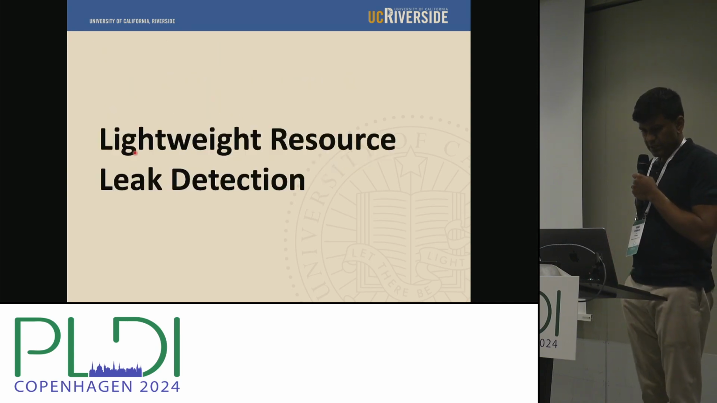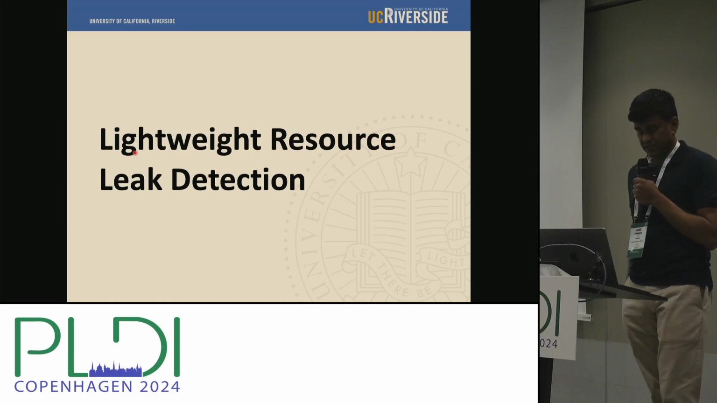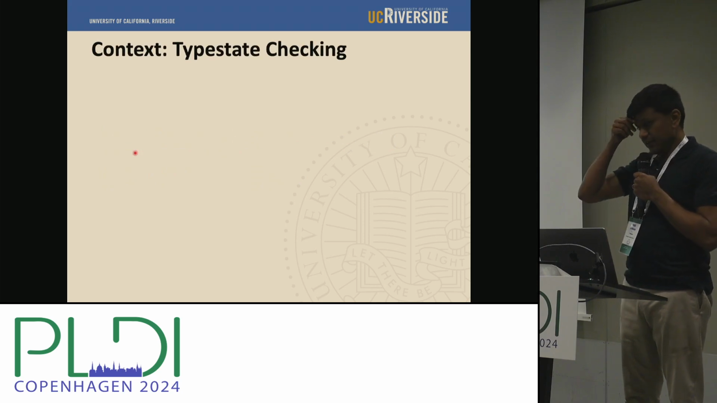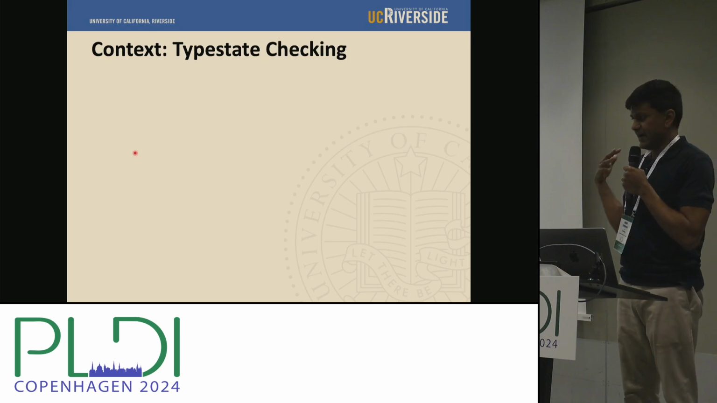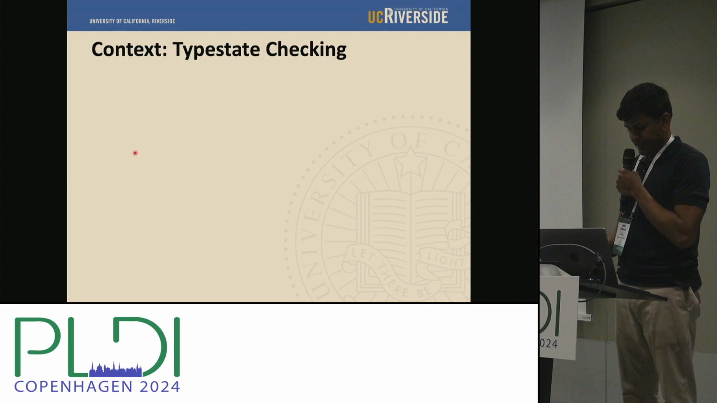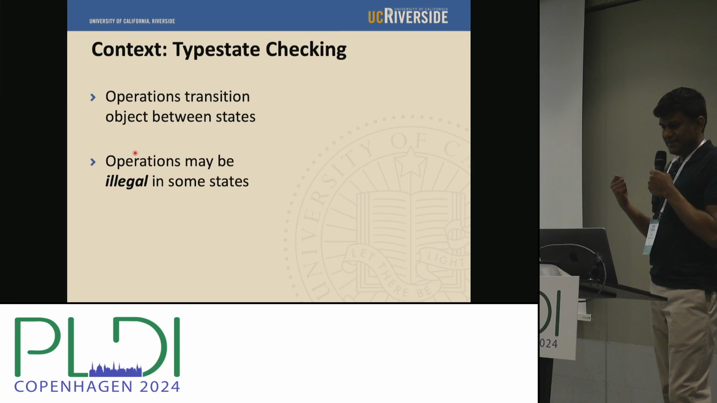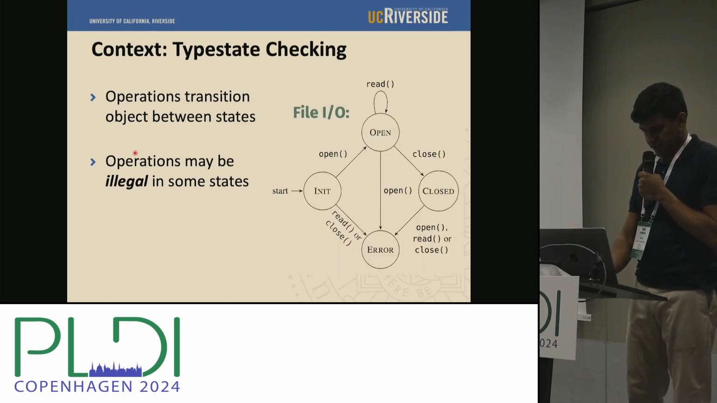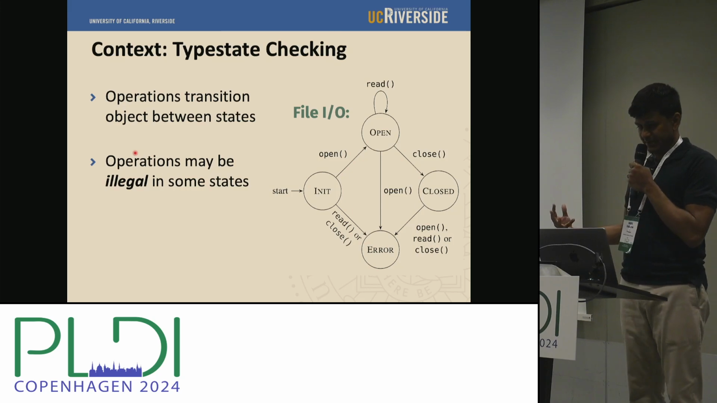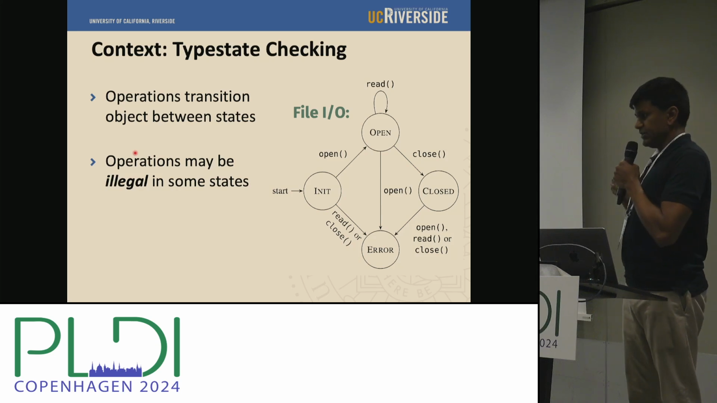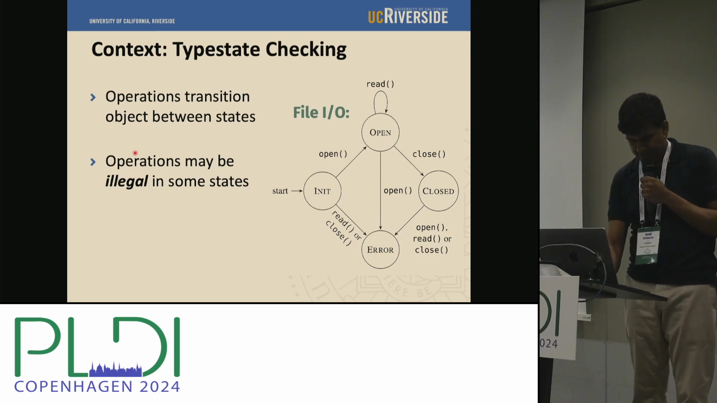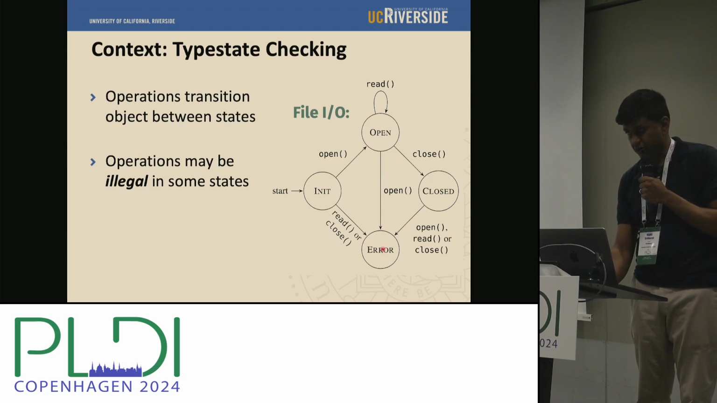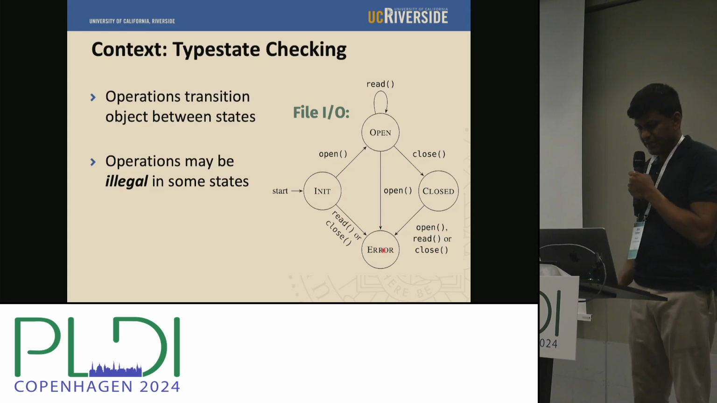OK, so let me first talk about the lightweight resource leak detection based on pluggable types. And taking a step back here, the broader context of verifying these types of properties falls in the field of type state checking. And in type state checking, you have objects that transition between different states as you perform operations on them, but certain operations might be illegal in certain states. So here is a type state automaton describing what are the legal and illegal transitions for a file object. And you can see that whenever you transition to error, that's an illegal transition. So if you call open on a file and then try to open it again, you end up in the error state, right?